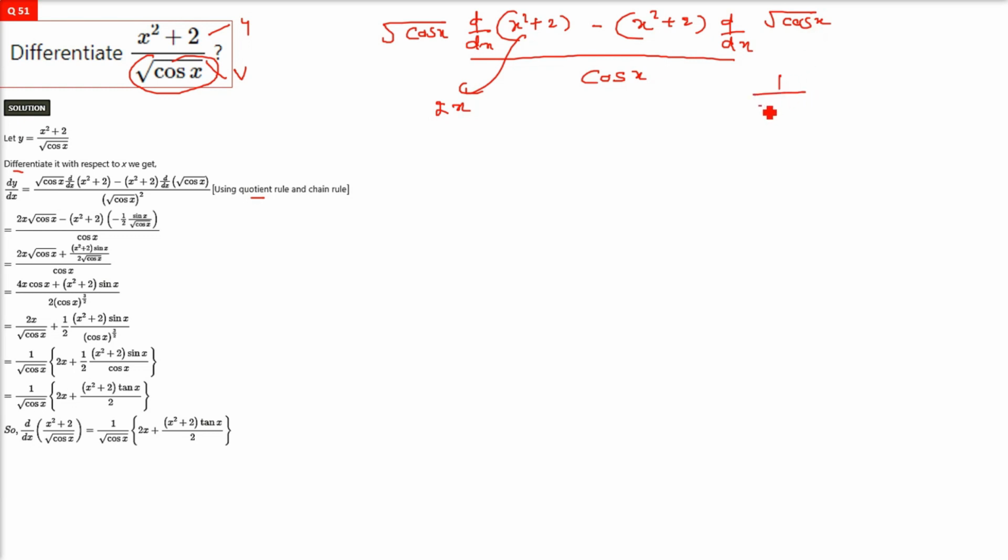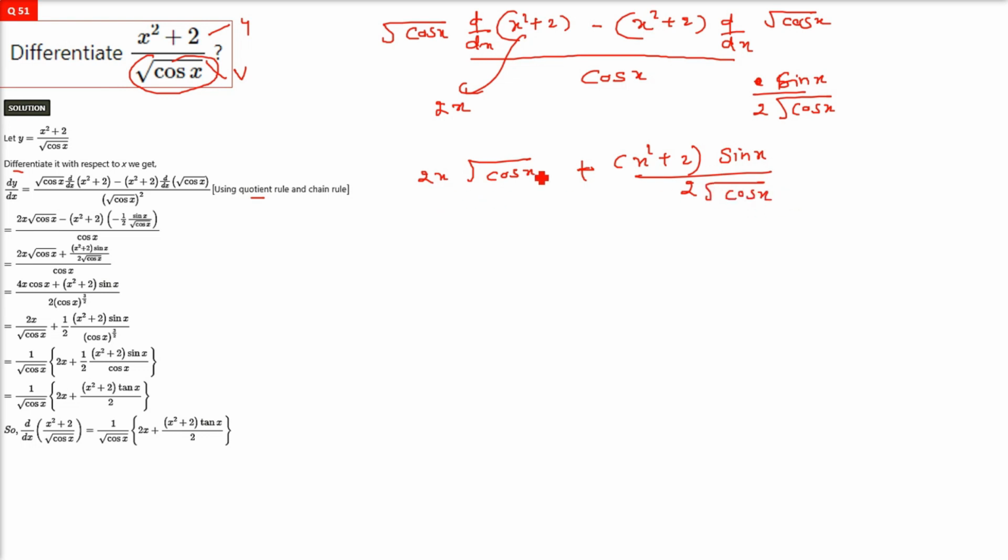Differentiation of under root cos x will be 1 by 2 under root cos x, and because we are applying the chain rule, the derivative of cos x will be minus sin x. Now let us replace this here. We get 2x into under root cos x, and then we have subtraction of x square plus 2, and minus minus will become plus, and this is going to be sin x divided by twice of under root cos x.